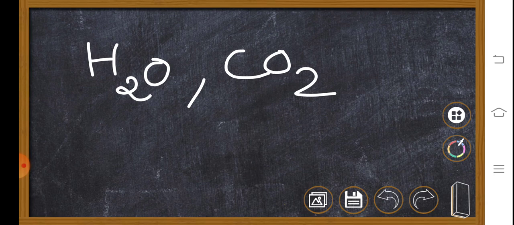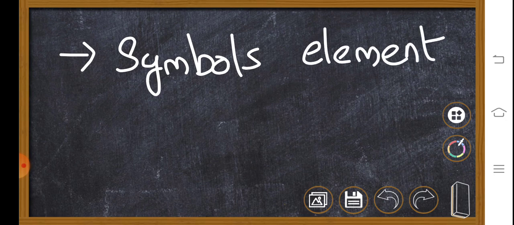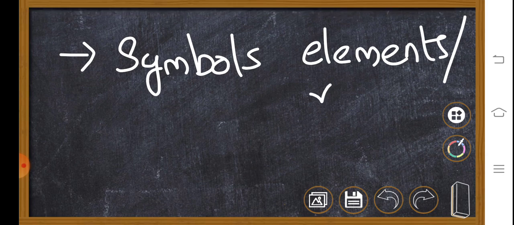Now we are going to learn how to write a correct chemical formula. For that, we must know the symbols of all the elements and radicals present in the compound. If it is an element, we must know the symbol of the element. If it is a radical, we must know the symbol of the radical.